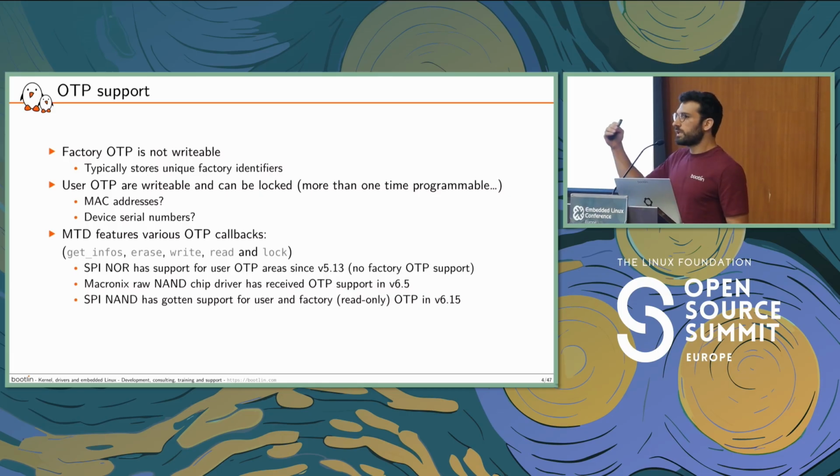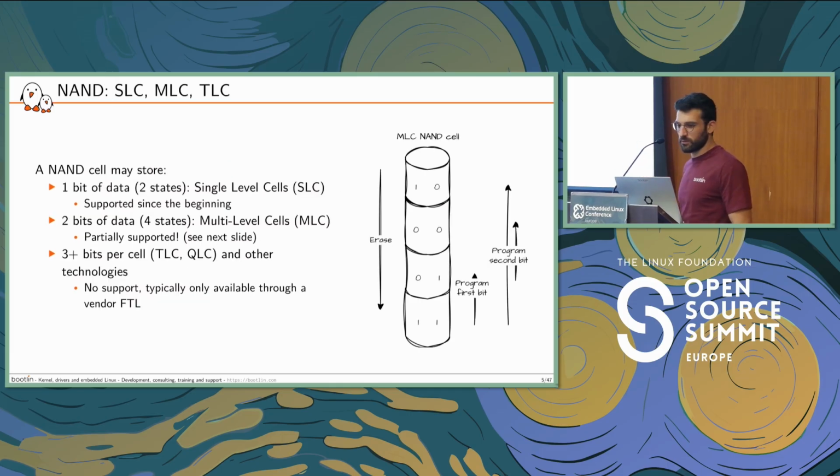There is usually a locking feature, so you can still erase and rewrite the OTP several times if you need, especially for development purposes. So MTD supports that. There are those hooks: get info, erase, write, read, lock, and then the subsystems implement them as well. SPI NOR since 5.13 and SPI NAND since 6.15, so that's pretty recent.